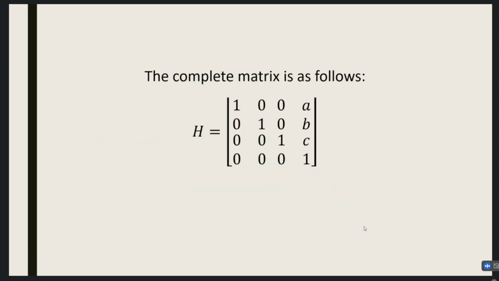The complete matrix is as following. In this case, the rotation matrix is the identity matrix, and the translation is represented by the displacements A, B, and C.